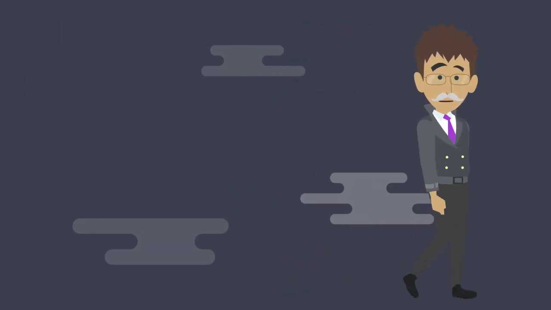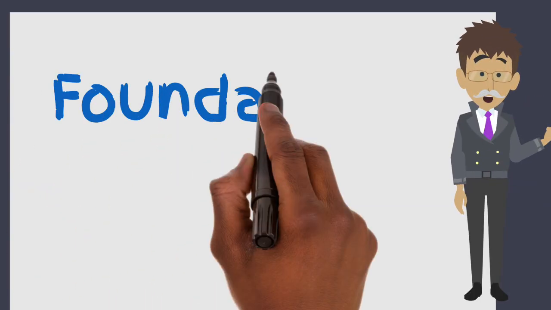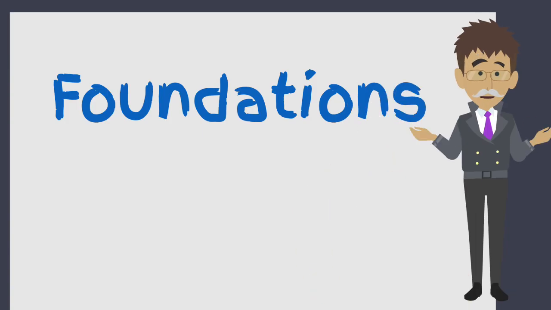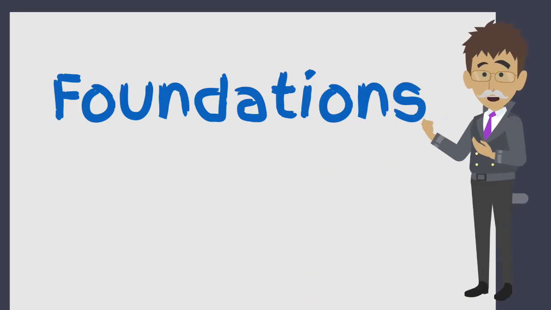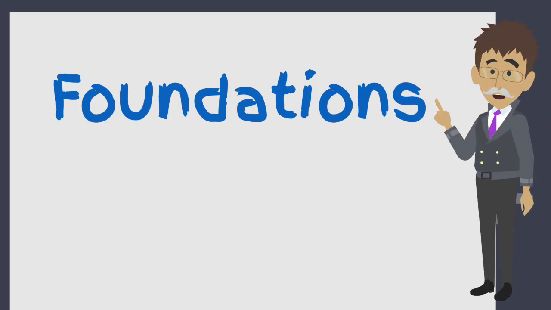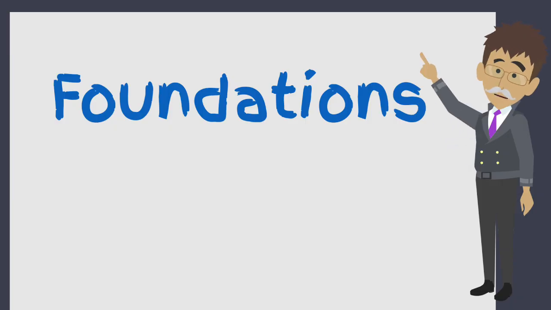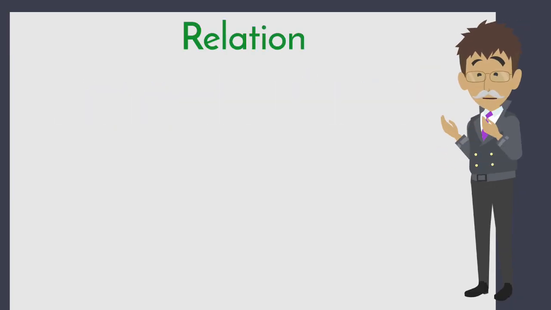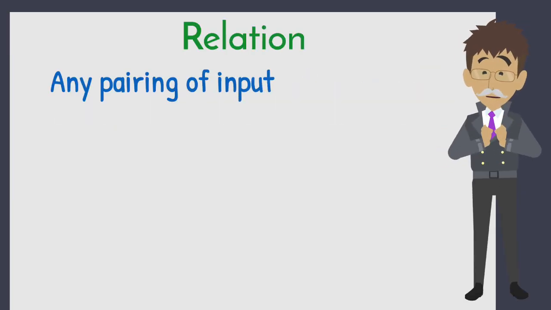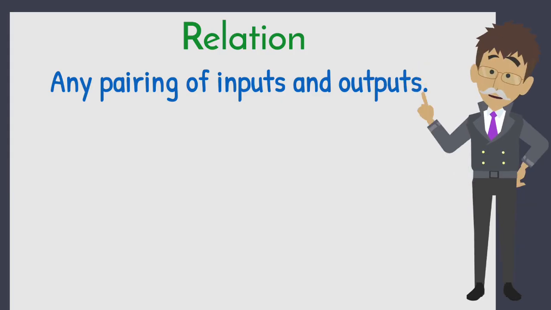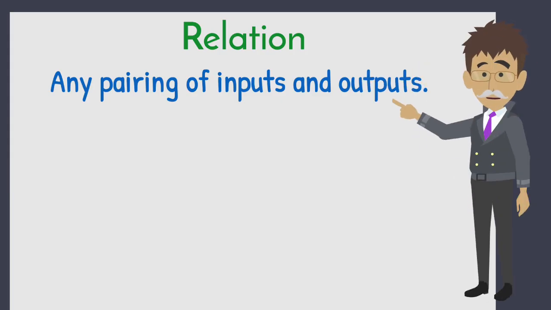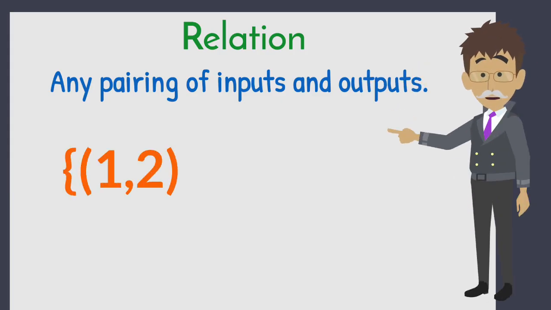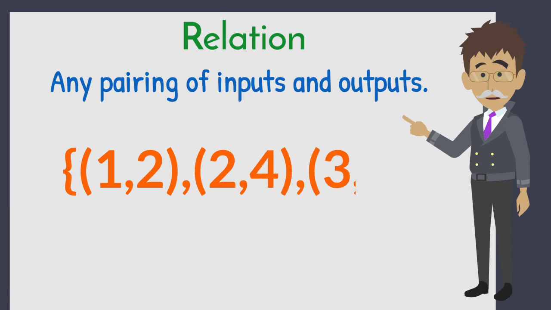Before we can model or graph anything, we need to understand how inputs and outputs relate. These ideas help you describe how one quantity depends on another. Relation. Any pairing of inputs and outputs. For example, the set (0,12), (0,24), and (0,36) is a relation.